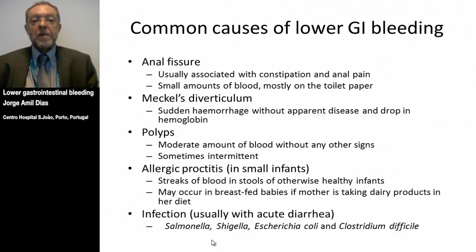Some patients have bleeding from Meckel's diverticulum, and usually this happens as a sudden hemorrhage in a patient that has been otherwise well until that particular moment. There is no apparent disease, and there may be severe bleeding and a marked drop in hemoglobin. Therefore, in this case, we really should consider Meckel's diverticulum as a possible diagnosis.